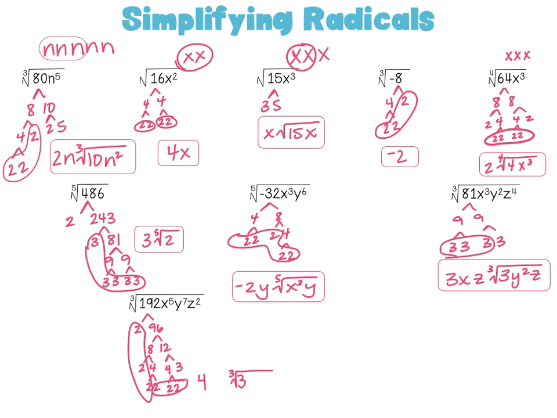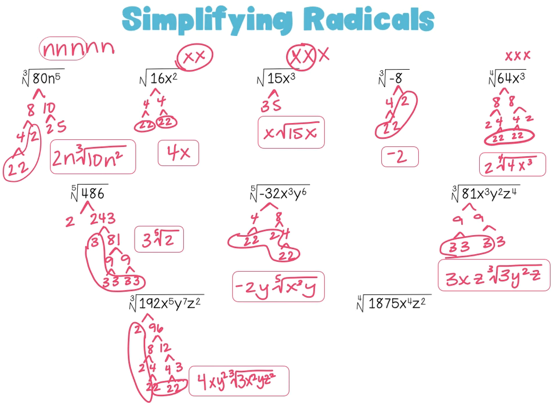Now I'm going to deal with all of my letters. I need groups of 3. One group of 3 with the X, and I'm going to have 2 left over. 2 groups with the Y, 1 left over, and I couldn't make any with the Z's, which meant that they both stay underneath.